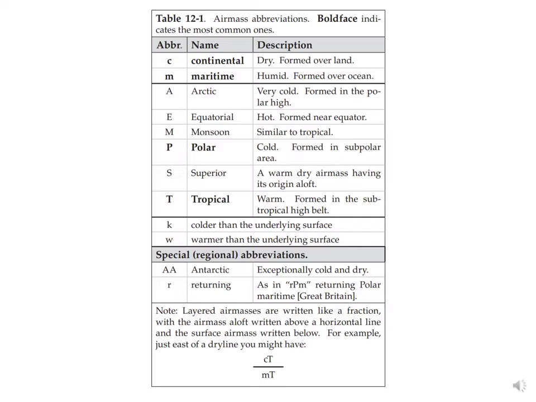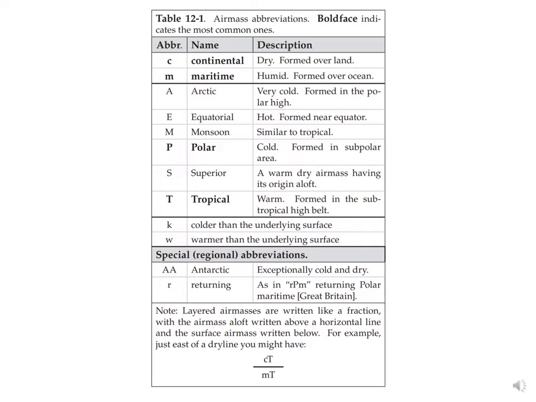There are some other ones that are somewhat commonly used, but I'm not going to emphasize, and that would be equatorial, which is hot and formed near the equator, the monsoon, which is similar to tropical but very high in moisture, and then we have superior, which is a warm, dry air mass that originated aloft.